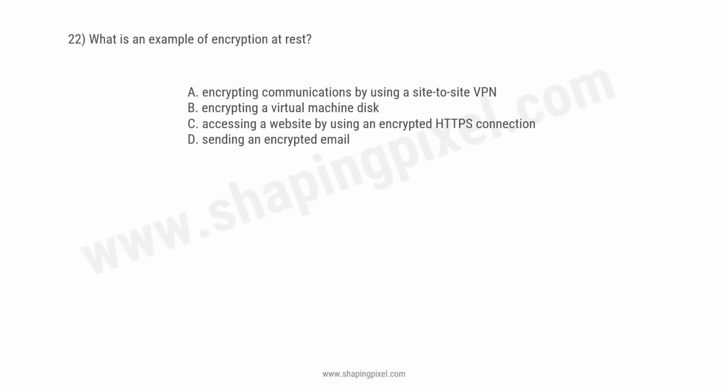Question number 22. What is an example of encryption at rest? And you have four options. Option A, encrypting communication by using a site-to-site VPN. Option B, encrypting a virtual machine disk. Option C, accessing a website by using an encrypted HTTPS connection. Option D, sending an encrypted email. So the right answer is option B, encrypting a virtual machine disk.